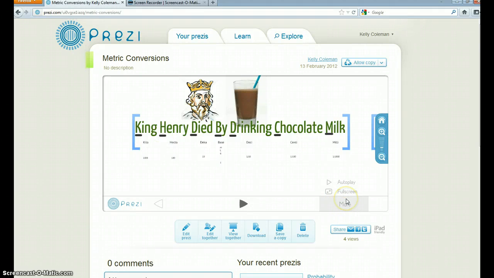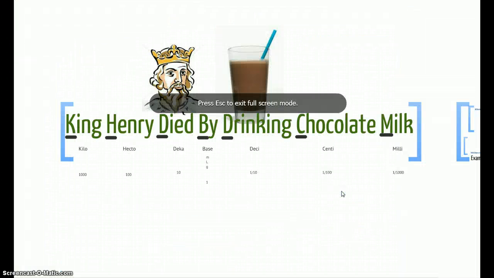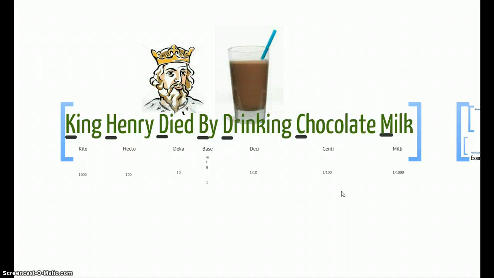So today we're going to be looking at metric conversions. And when I'm talking about the metric system, I'm talking about your meters, your liters, and your grams. Those are the three most basic metric measurements. And in order to tell how large or small they are, we put prefixes at the beginning of each of those different measurements.